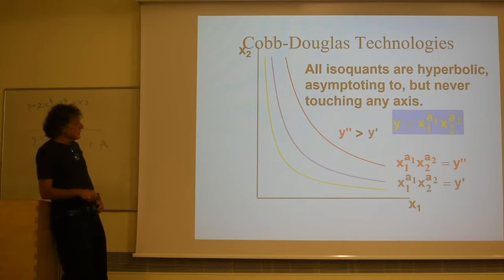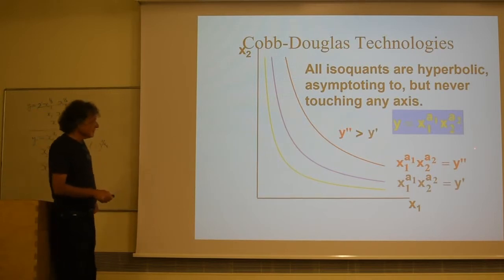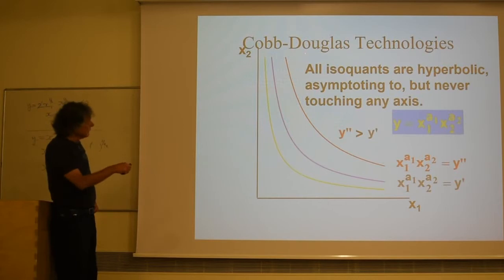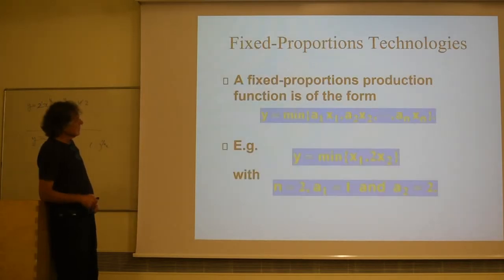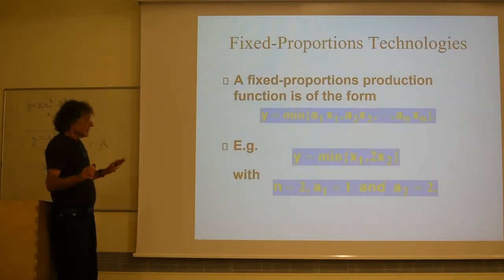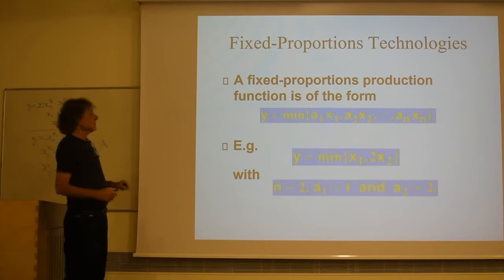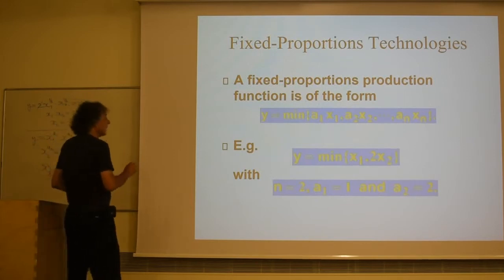Here you say, take the fact that if y double prime is bigger than y prime, then you move from here to here, up. So that this isoquant will have y triple prime, which is higher than y double prime, etc. Everything moves in this direction. Okay, that's for the time being related to the Cobb-Douglas.